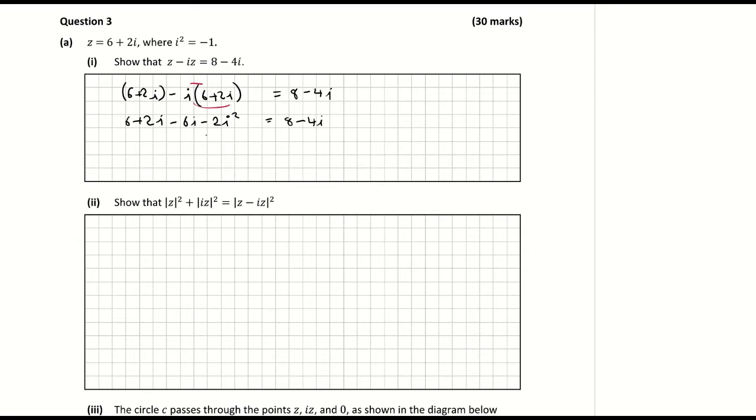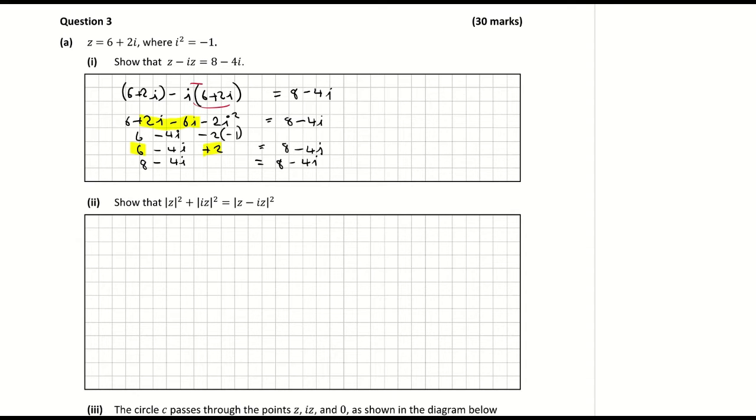Minus 2i squared. So i squared, it tells us in the question, to change that to minus 1. And I can group the positive 2i and the minus 6i to get negative 4i here, and then the 6 at the front. So that's giving 6 minus 4i plus 2 is equal to 8 minus 4i. And if we tidy that up a little bit, 6 plus 2 is 8, and subtract 4i. So 8 minus 4i is equal to 8 minus 4i. So part A, part 1, I've proved it's true.